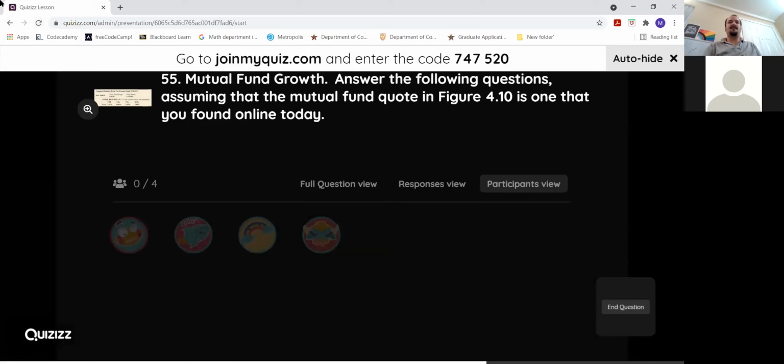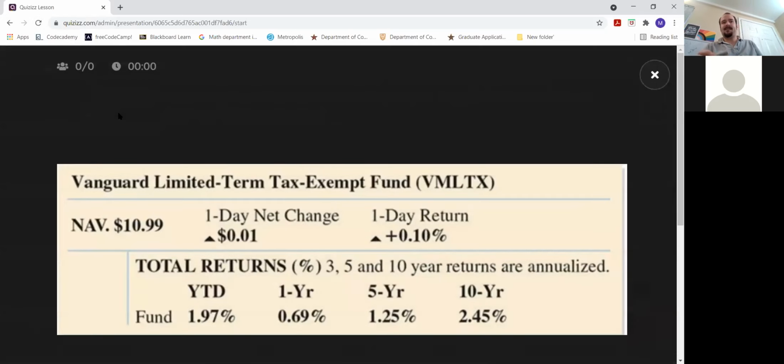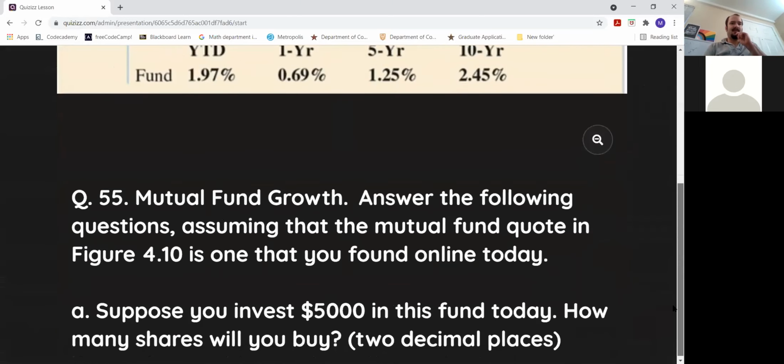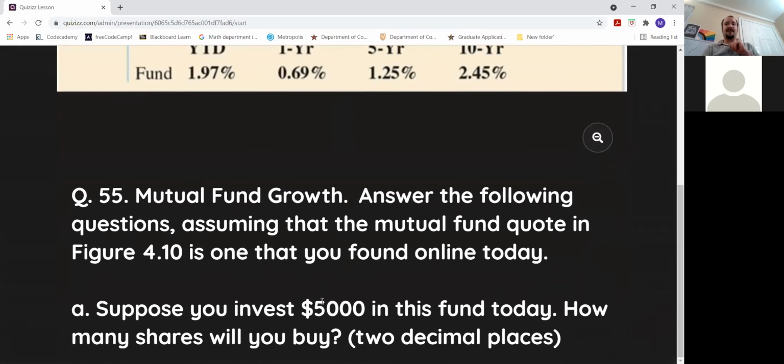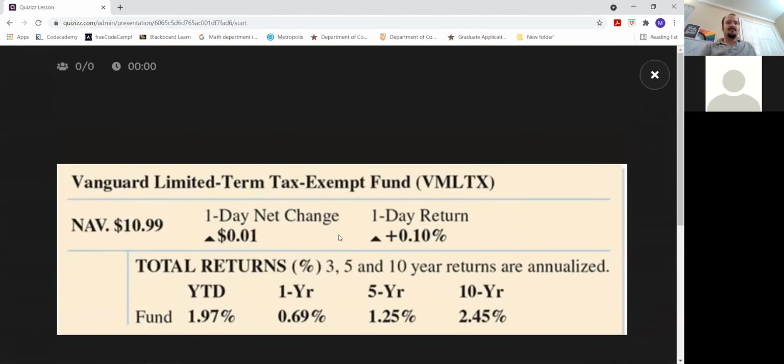Mutual funds. Now we're looking at this mutual fund. Suppose you invest $5,000 in the fund. How many shares can you buy? So you got $5,000. We know this mutual fund is going for 1099. How many shares is that going to buy you? You want to round that to 2 decimal places.